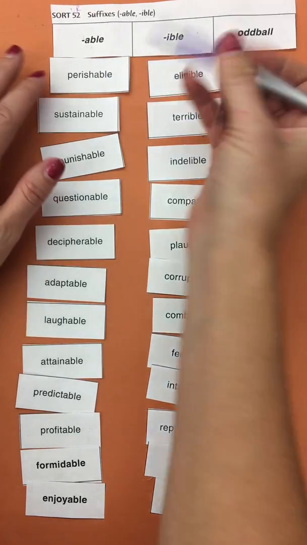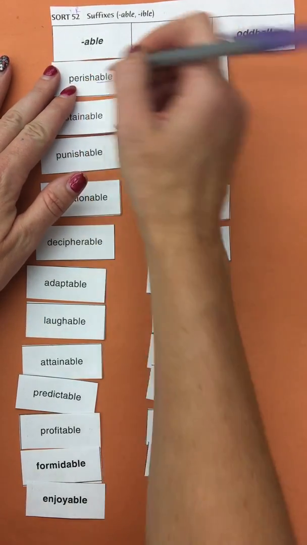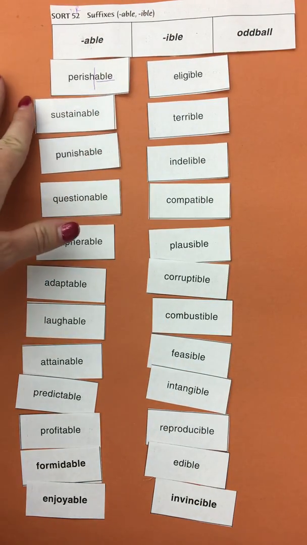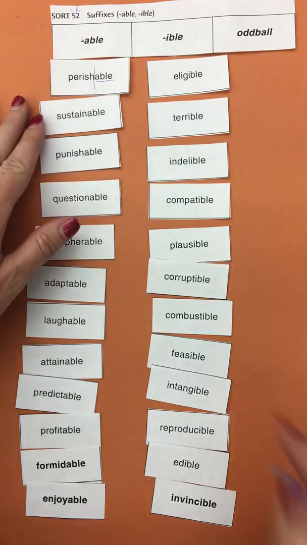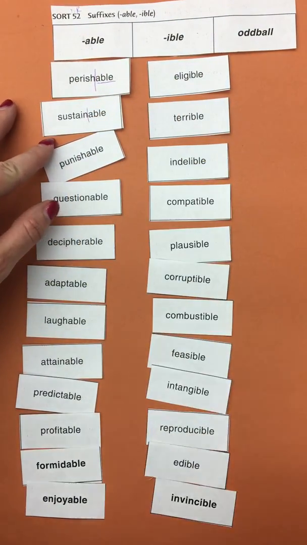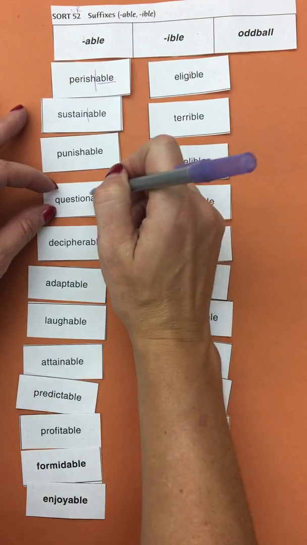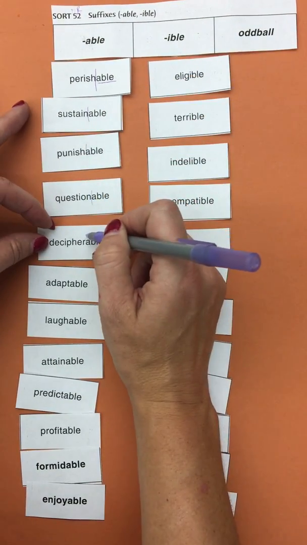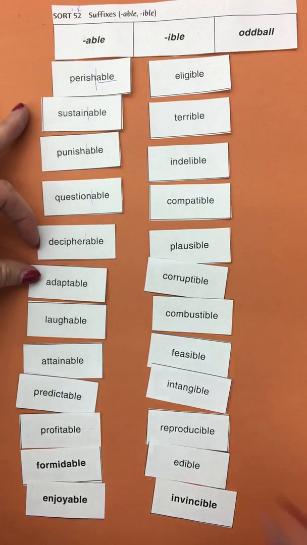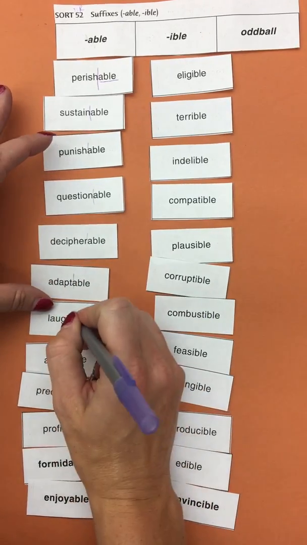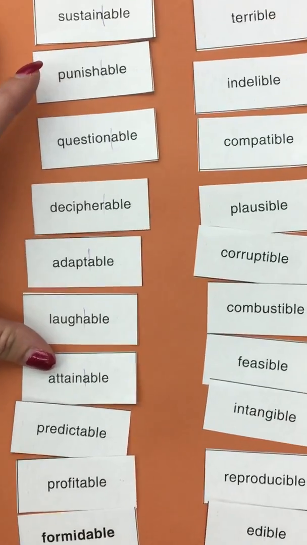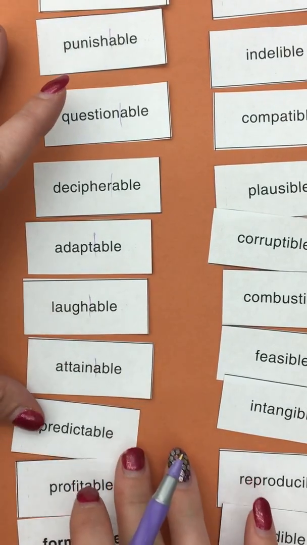When we're adding the able to the end of this word, we're adding it to an actual word. It's not a word part. Perish is a word by itself. And sustain and punish, question, decipherable, adaptable, laughable, attainable. Do you see how these are real words that you're adding A-B-L-E to?